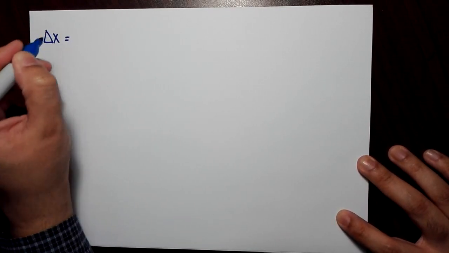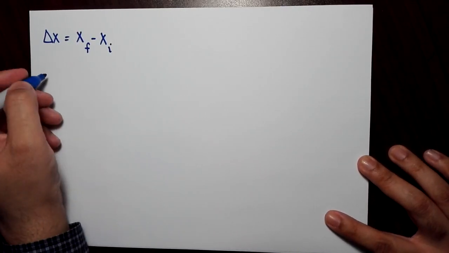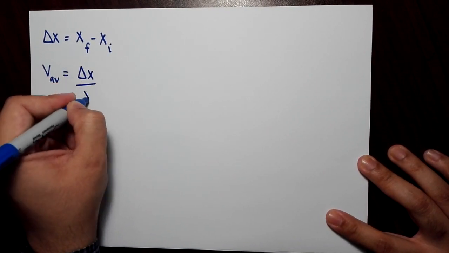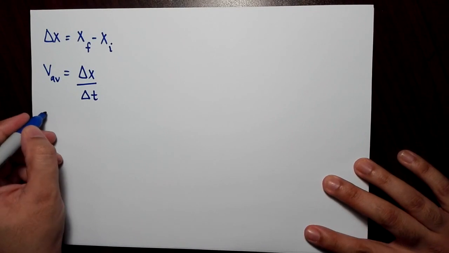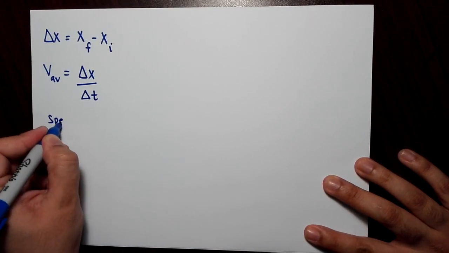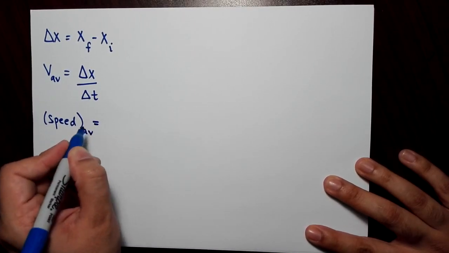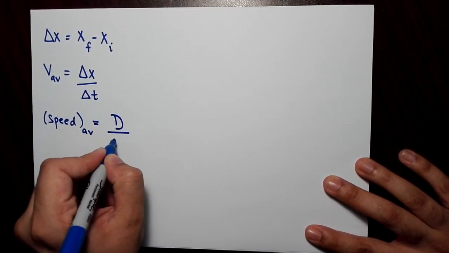Hey guys, so let's discuss the concepts of displacement, average velocity, average speed, instantaneous velocity, and instantaneous speed. So displacement is of course a change in position, for which of course you need to define a coordinate system before. And average velocity is displacement divided by the time interval. Average speed, there's no standard variable for speed, so I'm just going to write speed average, and that's the total distance divided by the time interval.